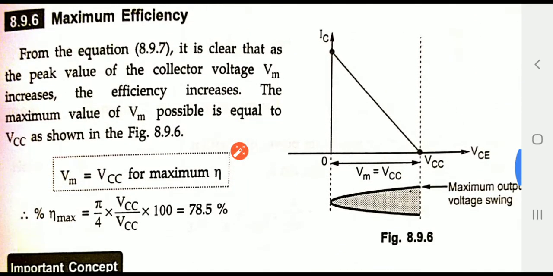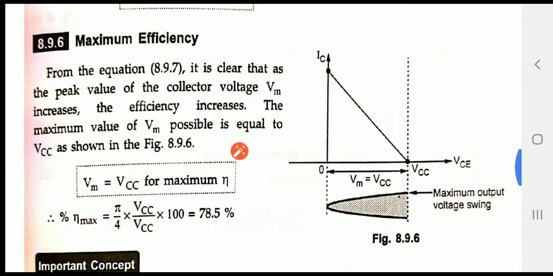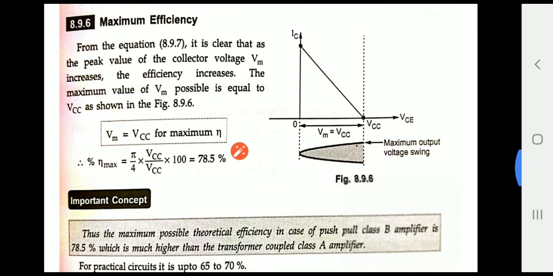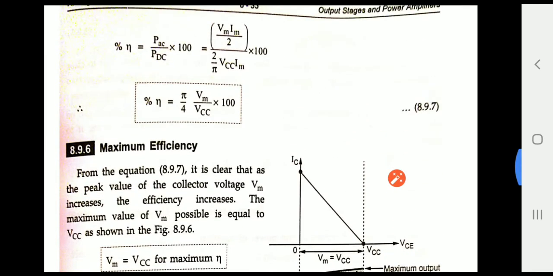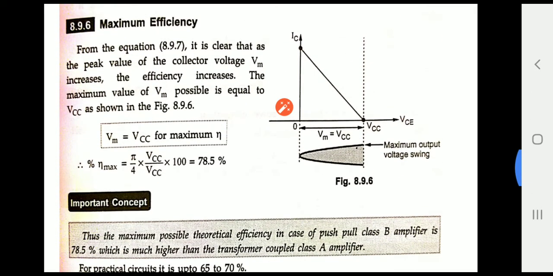So for maximum efficiency, you have to assume that there is a maximum swing at the output cycle. So maximum swing is shown here. This is a maximum swing when Vm is equal to VCC. So substitute Vm equals VCC in this expression, and I will get the value of maximum efficiency as 78.5%. So this is the maximum efficiency.